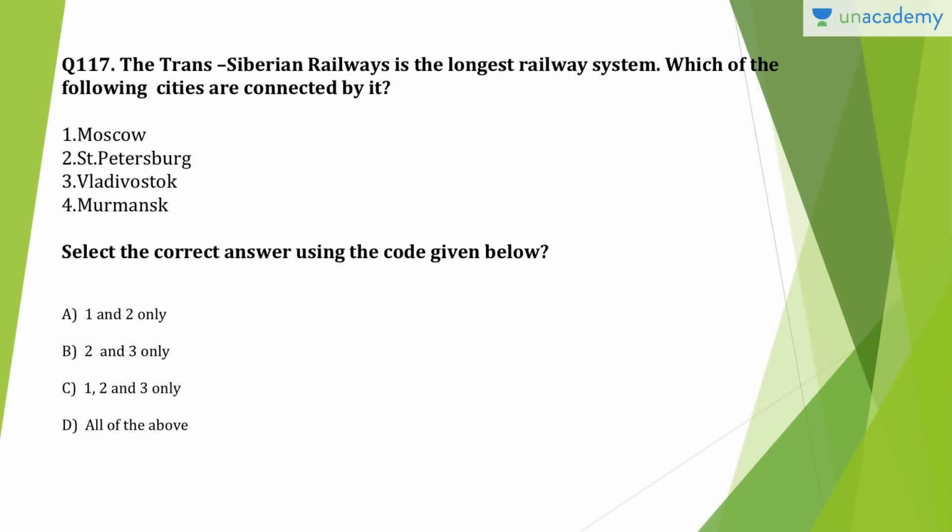Question number 117, the Trans-Siberian Railways is the longest railway system. Which of the following cities are connected by it? Moscow is definitely connected by it. St. Petersburg is there. Vladivostok is there, but Murmansk is not connected. Okay, so answer here is C, that is 1, 2, 3.